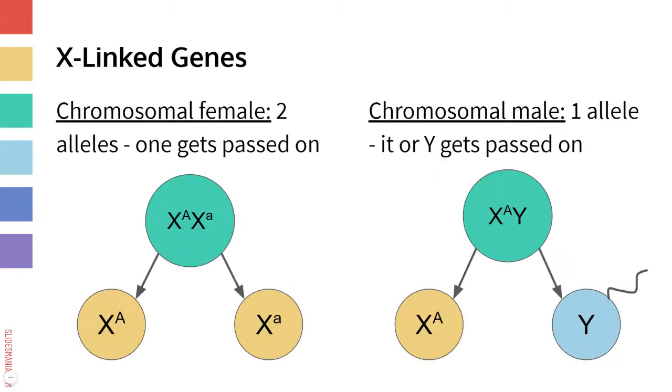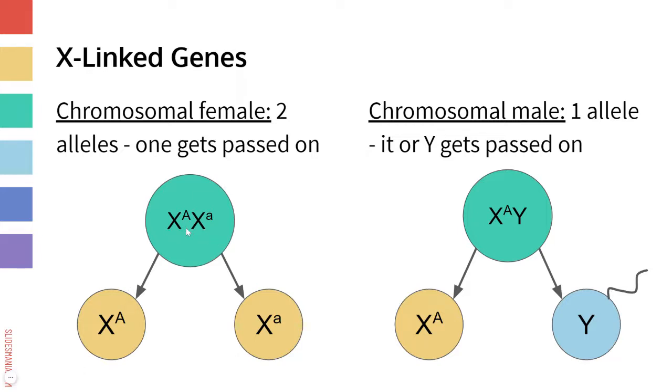So, if we're thinking about what's happening to these X-linked traits as gametes are being formed, so as these cells are going through meiosis, if somebody has two copies of that X chromosome, then they'll make gametes with either one of those copies of the X.